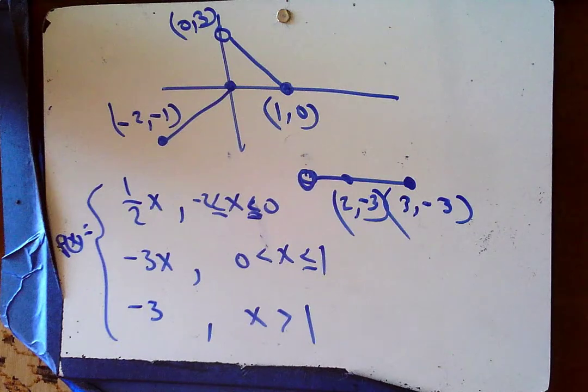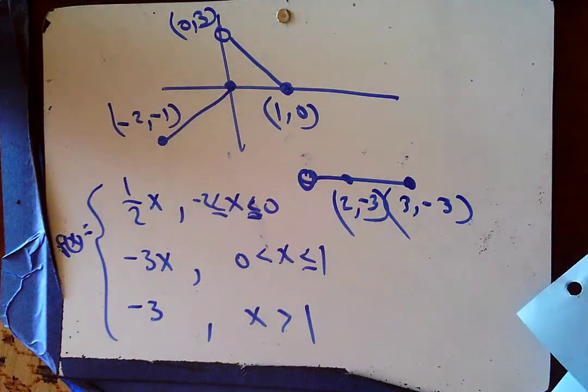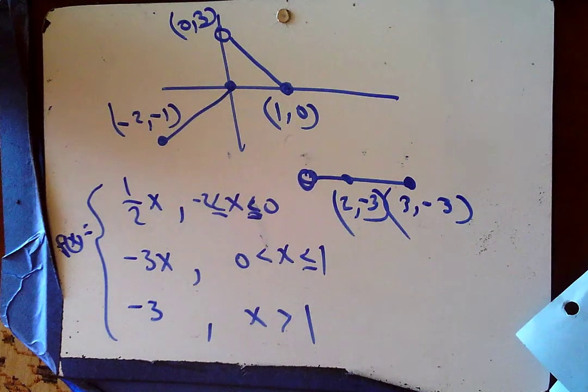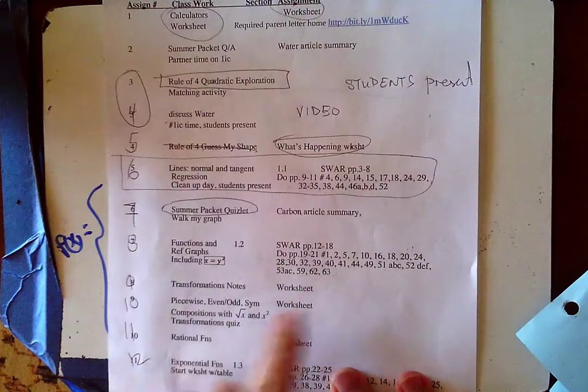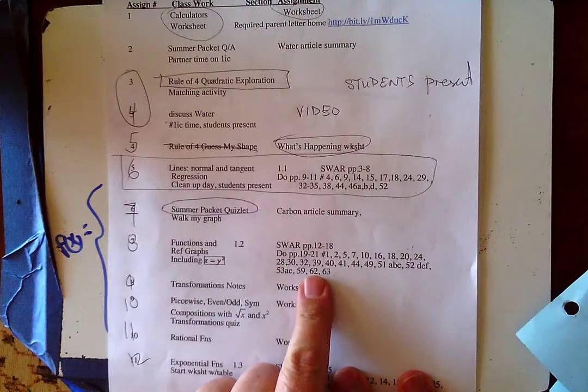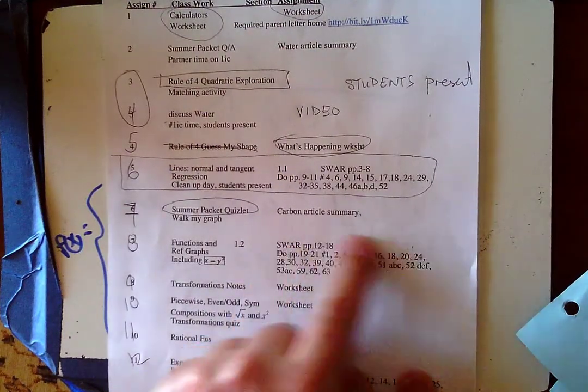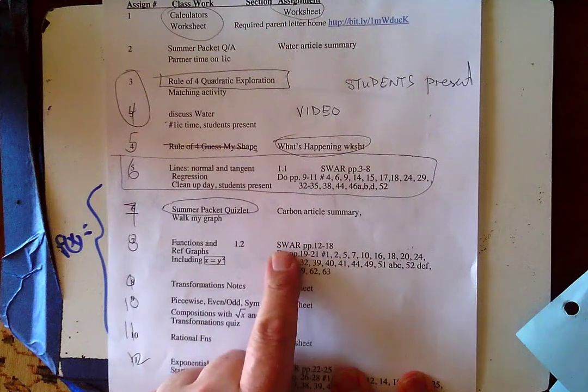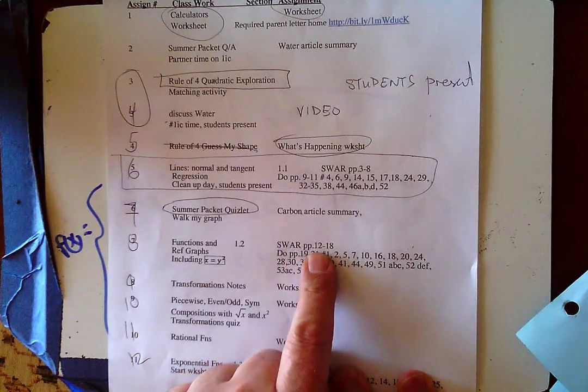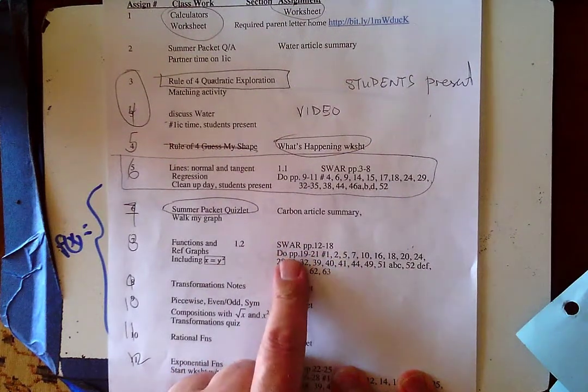Okie doke. Well, I hope this was a useful review for you. And remember, your homework assignment that goes with this is assignment 8. And assignment 8 is here. Don't worry, I'll scan these pages. SWAR, students will actively read. Yes, you should. And then do the problems.